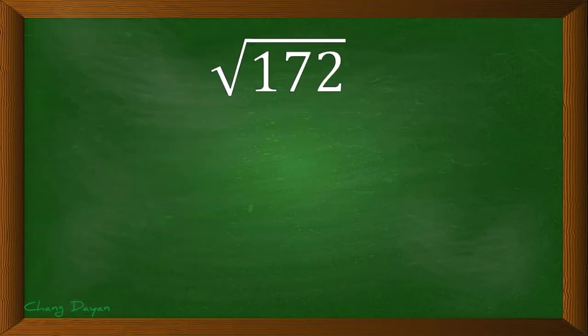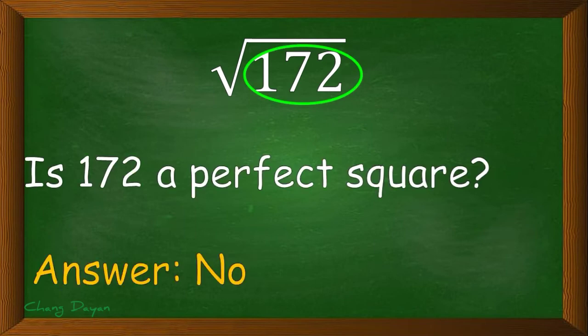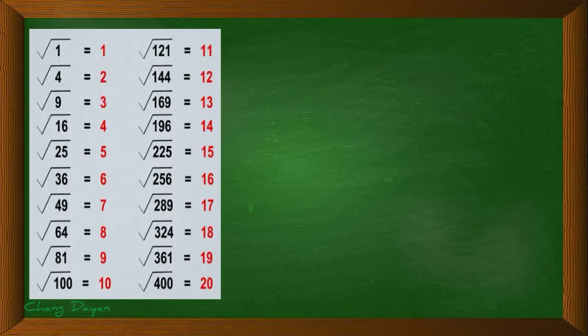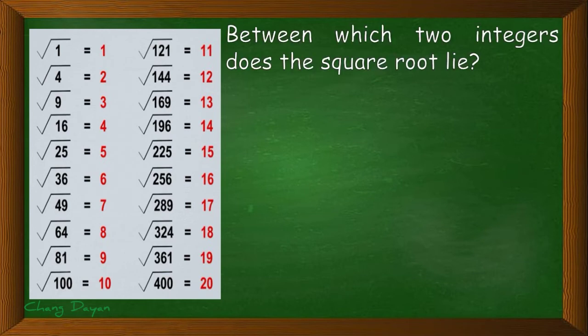Next, what about square root of 172? Is this a perfect square? The answer is no. Wala kayong naiisip na number na kapag minultiply sa sarili, ang sagot ay 172. So again, this is irrational number. So I have here again the chart. Between which two integers does the square root lie?